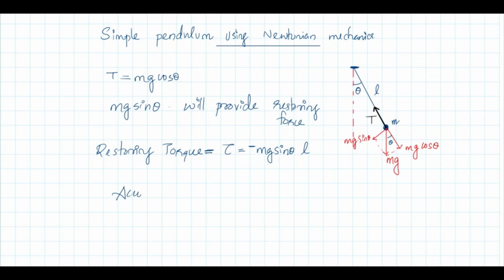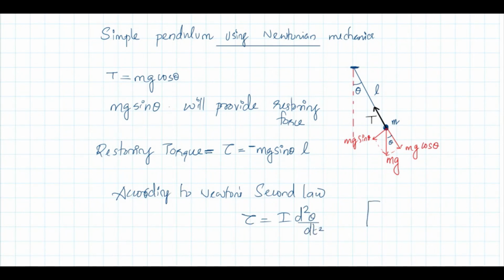According to Newton's second law, what is Newton's second law? In linear motion, it is F equals m d square x by dt square, mass into acceleration, for a non-relativistic case. In rotational motion, force is replaced with torque, mass with moment of inertia, and linear displacement x with angular displacement theta. Tau is equal to I into d square theta by dt square.